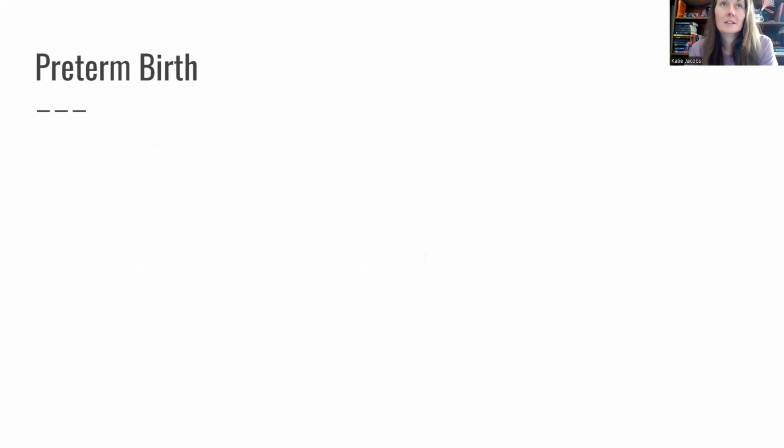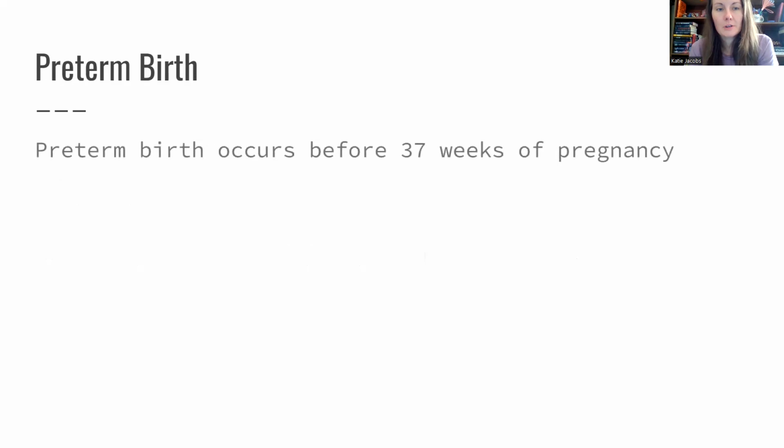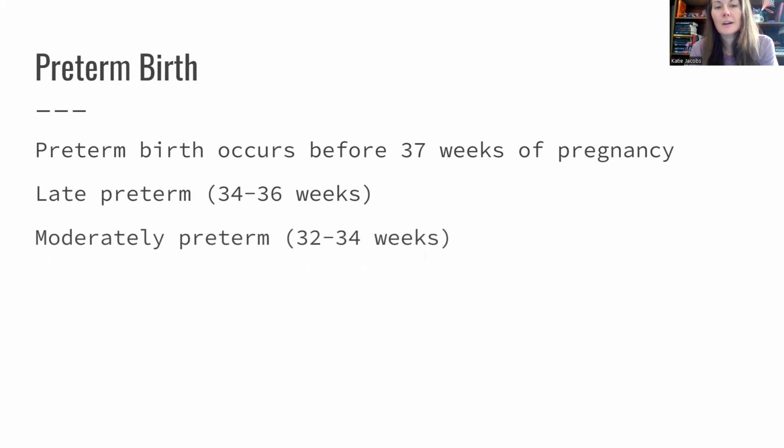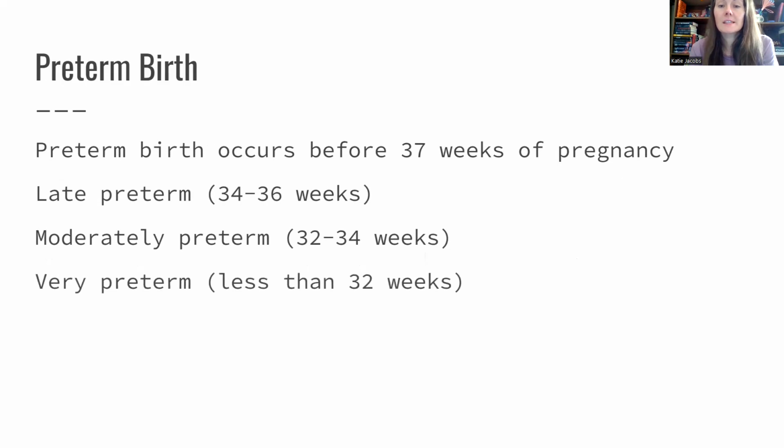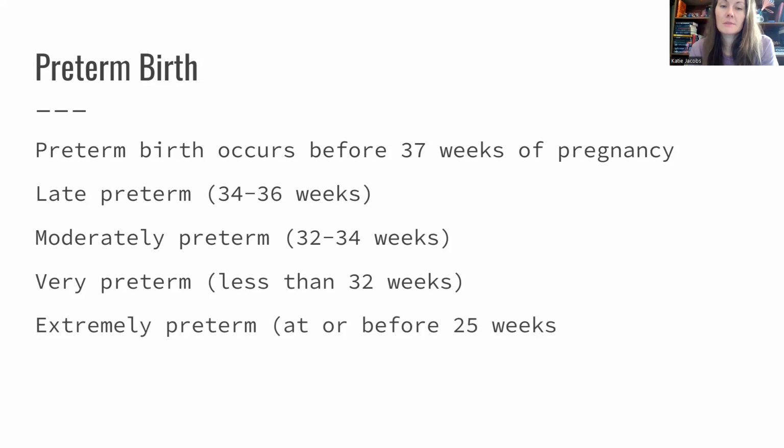And if the baby is born early, preterm birth, if you remember from earlier in our lecture, the interim is considered from week 37 up to 42. Preterm birth occurs with any birth that occurs before 37 weeks of pregnancy. Late preterm is 34 to 36 weeks. Moderately preterm is 32 to 34 weeks. Very preterm is less than 32 weeks. And extremely preterm is at or before 25 weeks.